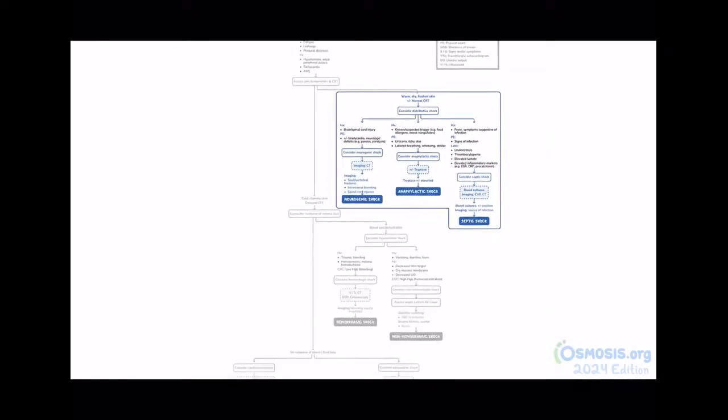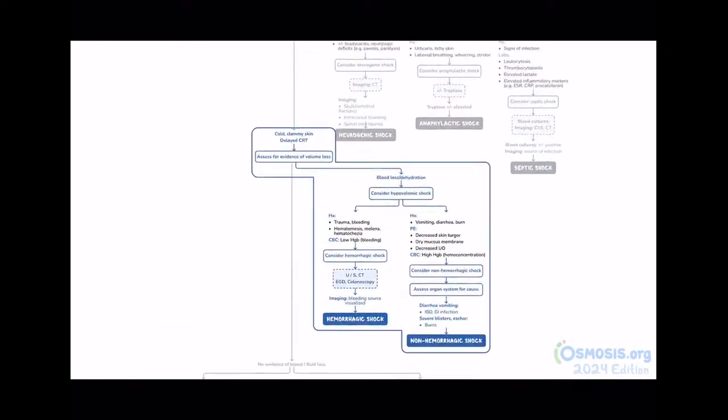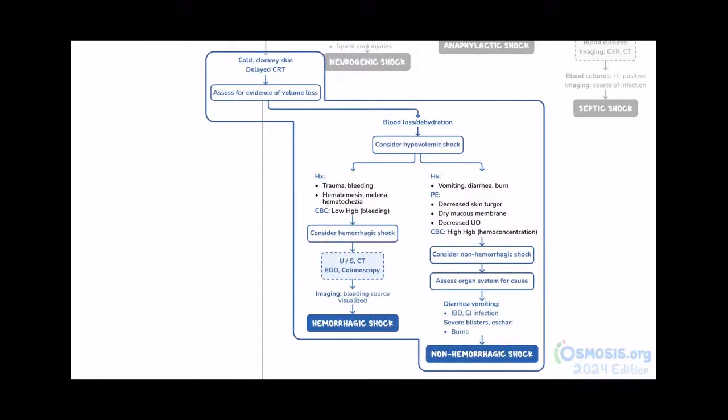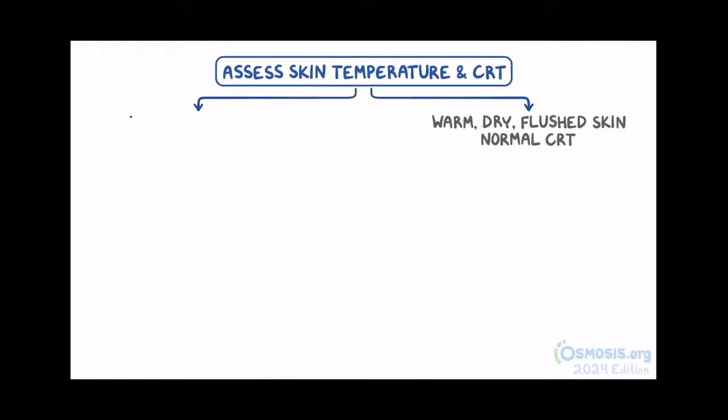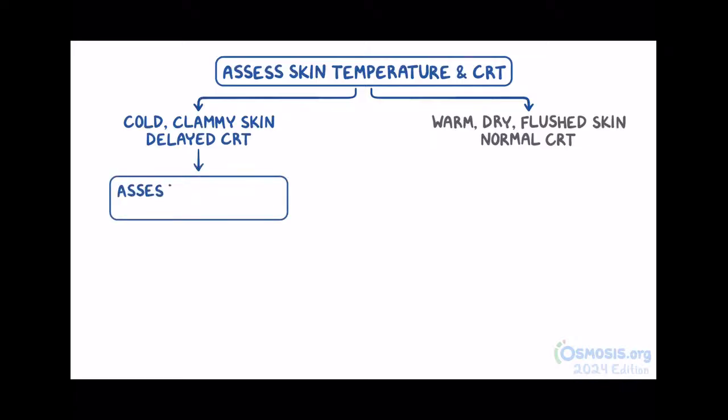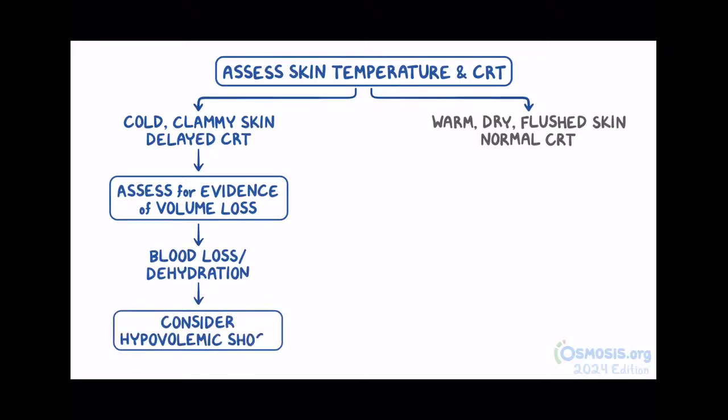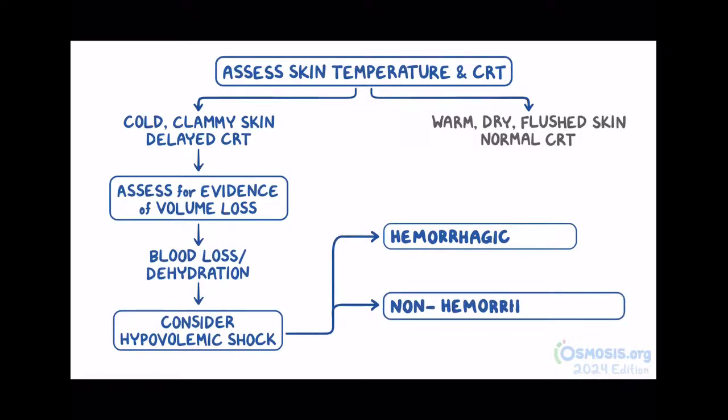Now let's look at hypovolemic shock, which is characterized by a decrease in intravascular blood volume to a point where tissue perfusion can't be adequately maintained. So, if you notice cold, clammy skin and delayed CRT, then assess your patient for evidence of volume loss. If you see evidence, like from blood loss or dehydration, then consider hypovolemic shock. Hypovolemic shock can be further classified as hemorrhagic or non-hemorrhagic.